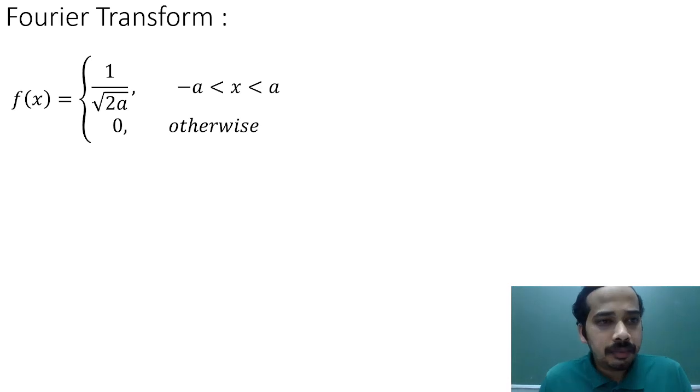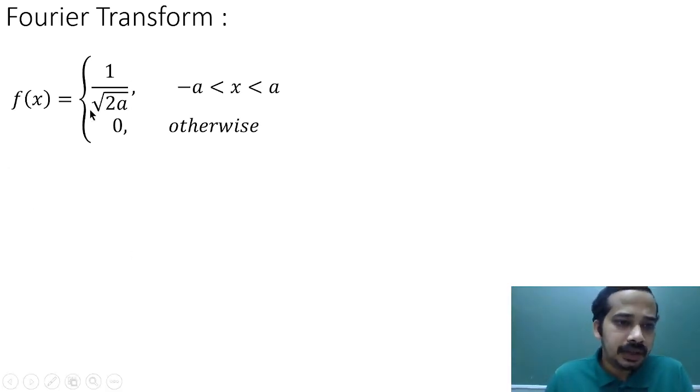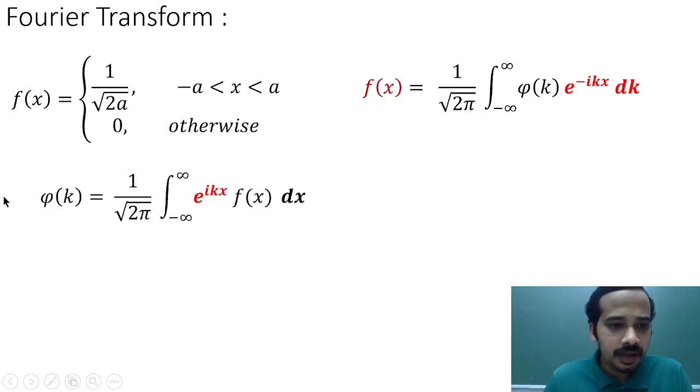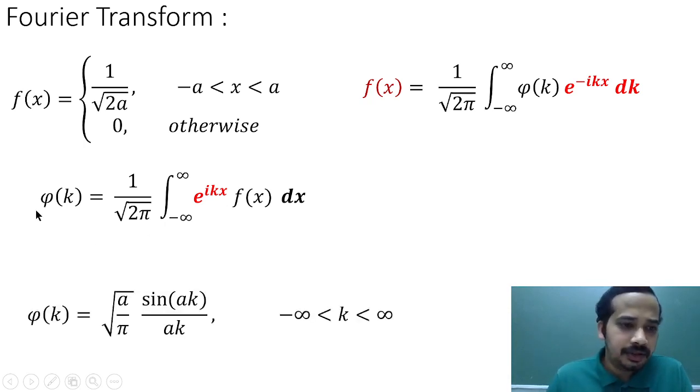So I have taken one example of the Fourier transform. F of x is constant from minus a to plus a, and equal to 0 otherwise. I have taken this formula, and phi of k we call the inverse Fourier transform. We need this coefficient to express phi of x in this form. If we find this phi of k, we call it the Fourier transform. I found phi of k is equal to root of a by pi times sine ak by ak, where k is between minus infinity and plus infinity.